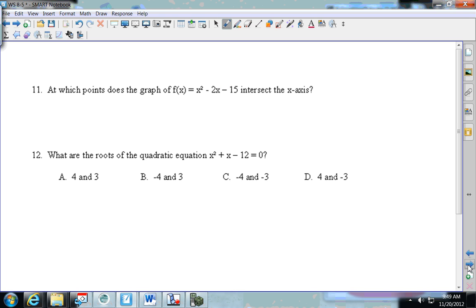Next ones. Right here, take a minute and use the same kind of thing I did with the calculator and try to find your roots.